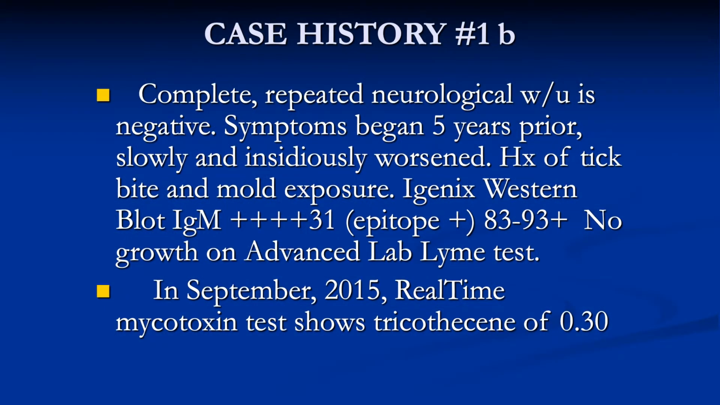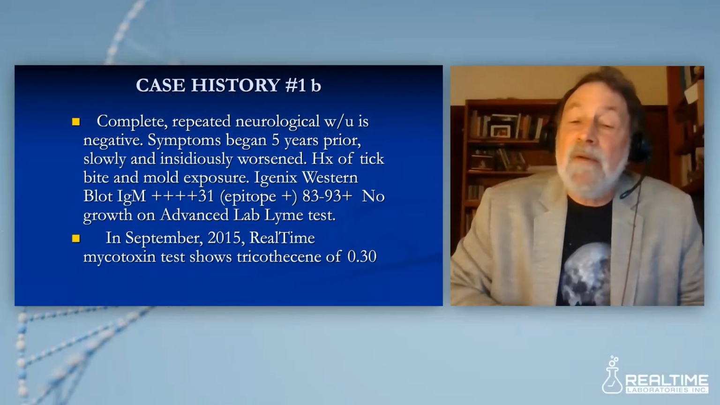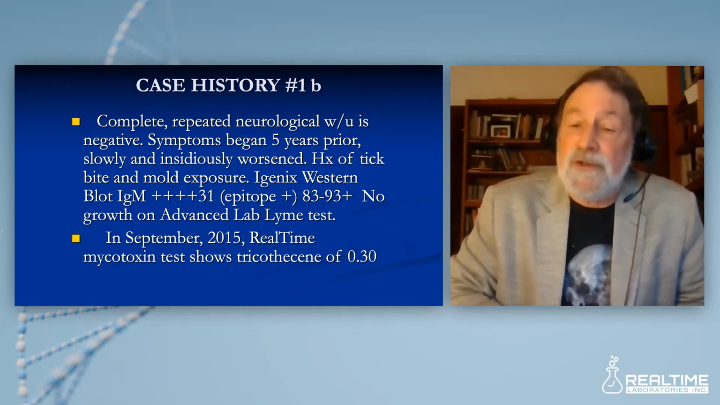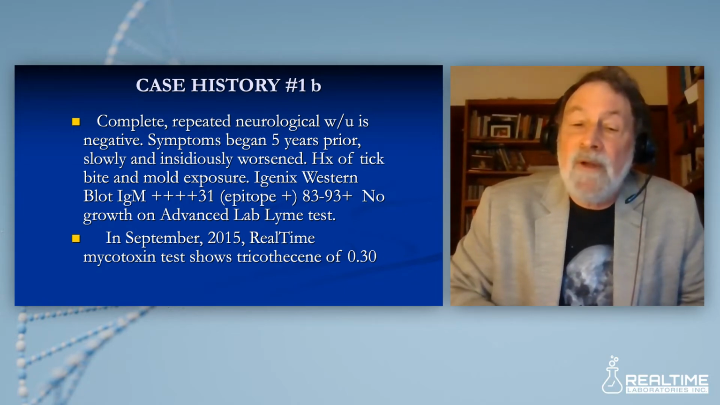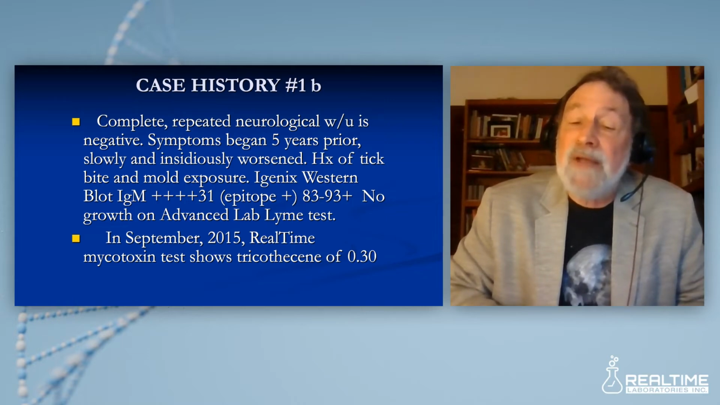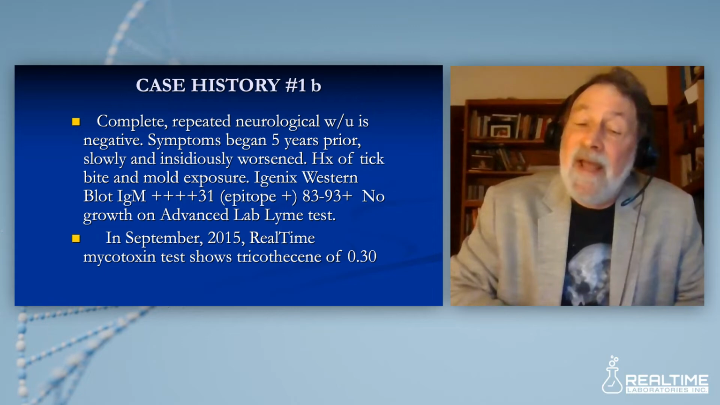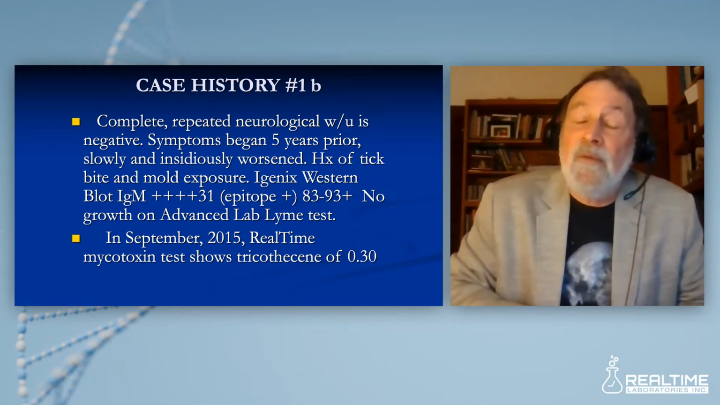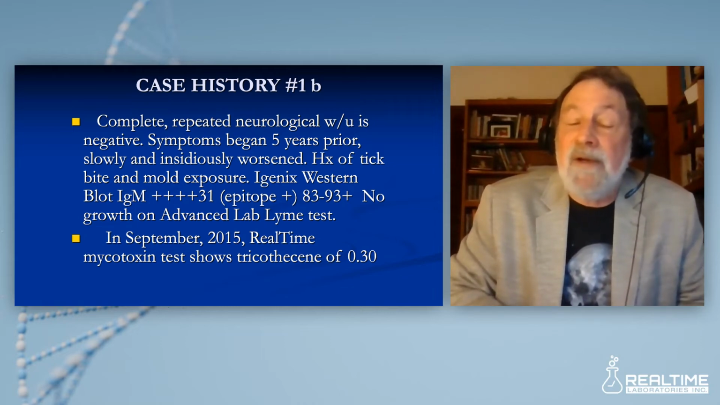Complete repeated neurological examinations in a university setting were negative. Now, her symptoms had actually begun 5 years earlier, slowly and insidiously worsened. She did have a history of a tick bite and mold exposure. Her IGeneX Western blot was +4 for the 31 with a positive epitope and a +8393, meaning likely Lyme. Although she did have a test that is not available currently called the Advanced Lab Lyme test, which was negative and probably the most accurate available.